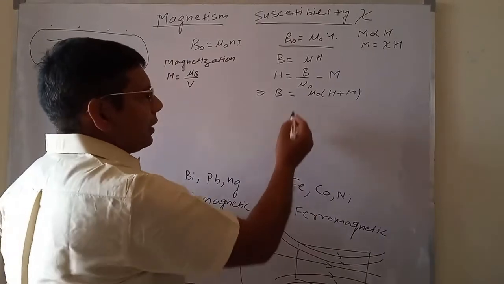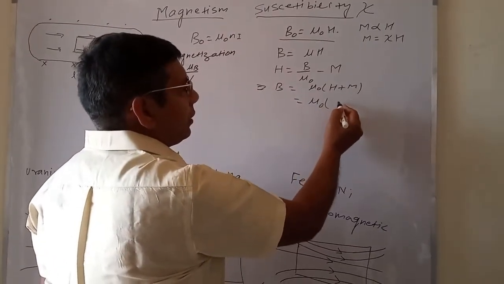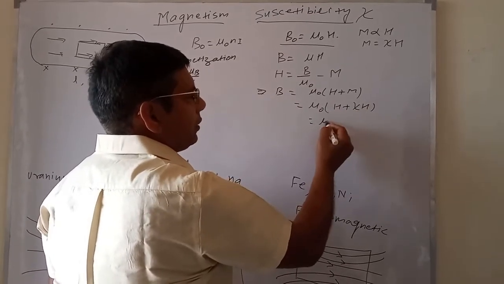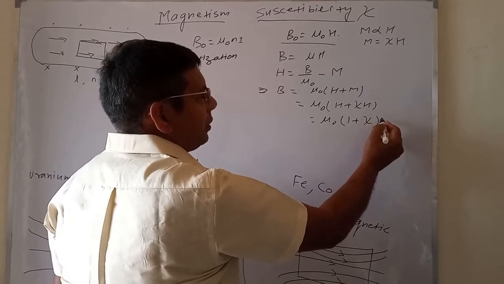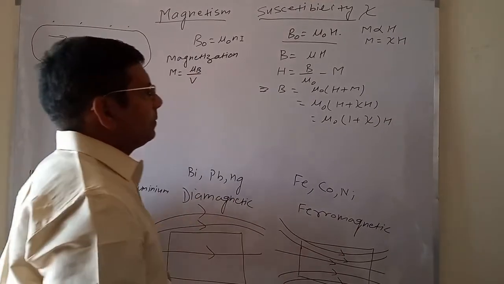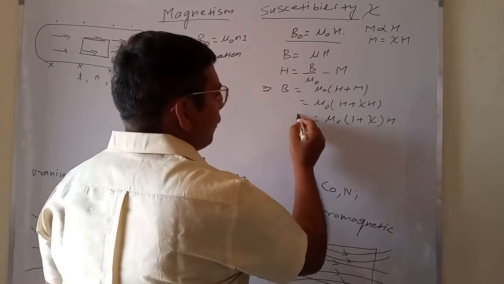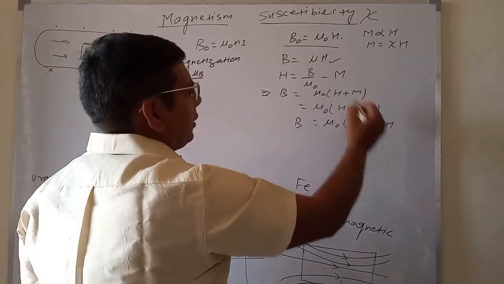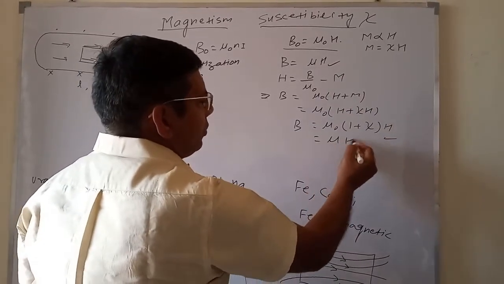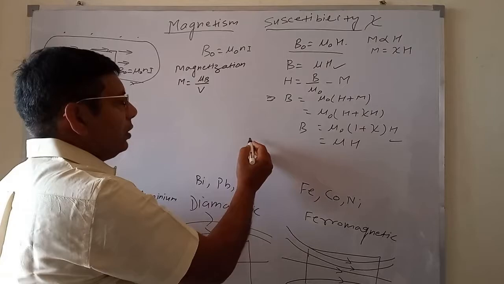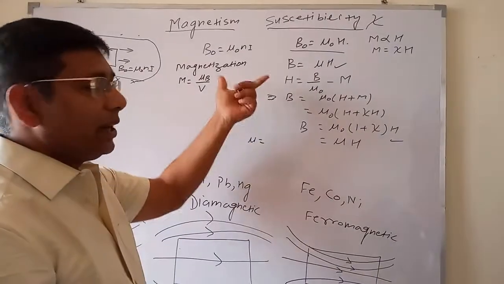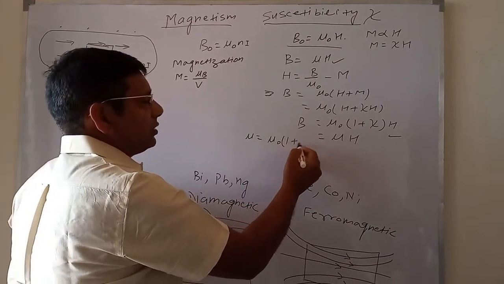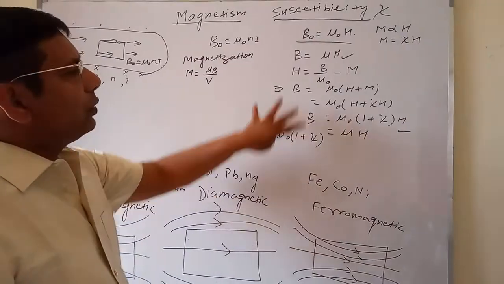Okay. So now let's write here mu naught (H plus M), okay, so mu naught (1 plus susceptibility) into H. If we compare this term and this term, B is mu into H. So what is mu? Mu is the updated permeability of the medium, mu is equal to mu naught (1 plus susceptibility). Okay. So now we have arrived at this.